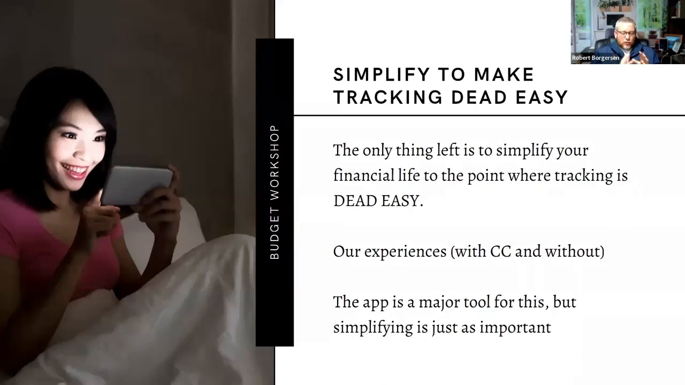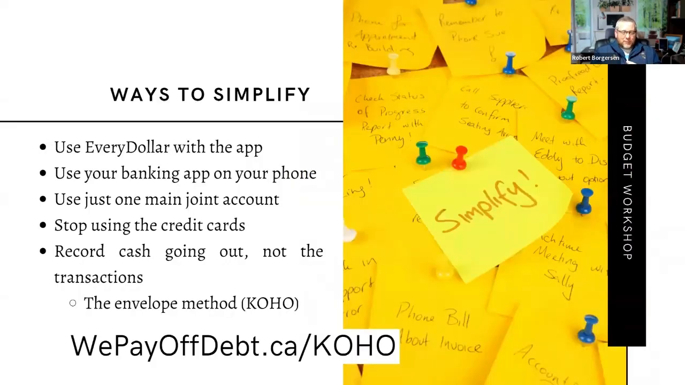The app is a major tool for tracking, but the simplification is super, super important to be able to keep that tracking dead easy. Okay, so a couple ways to simplify. Certainly using the EveryDollar web app with the app on your smartphone. It really does make things a lot easier. You can be lying in bed and just update your budget really quick. Having your banking app on your phone is a really nice, simple thing to do. Again, using just one main joint account can be a really nice simplifying way to go.